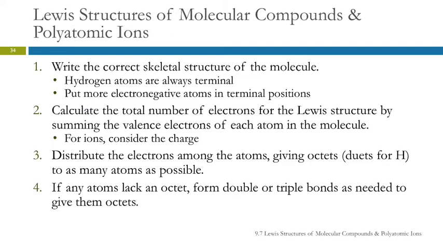So then you put a single bond between each connected atom, and then you start handing out electrons. And you're trying to get a duet for hydrogen and octets for everybody else. Sometimes you run out. There's not enough to go around, and so then atoms have to share more. And so then you make double or triple bonds.